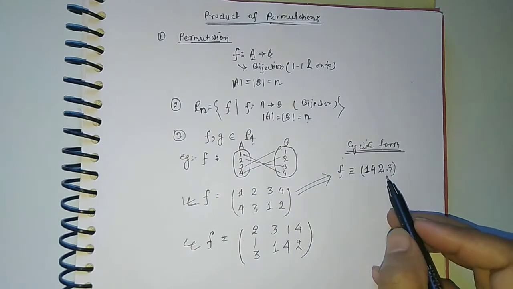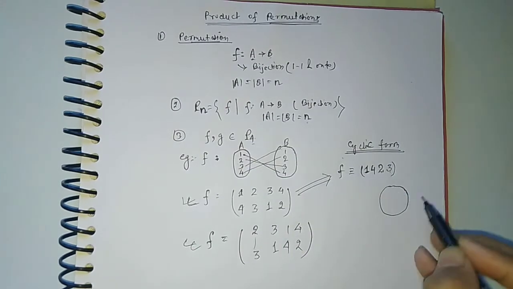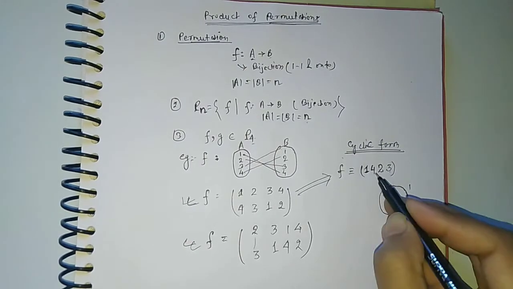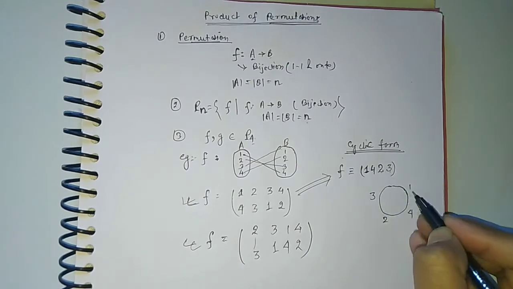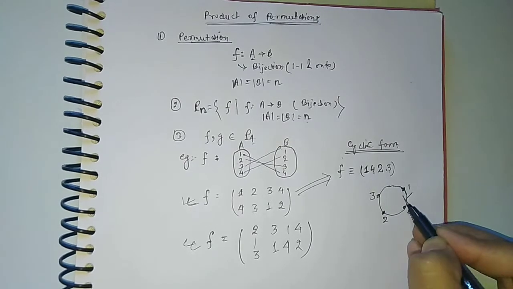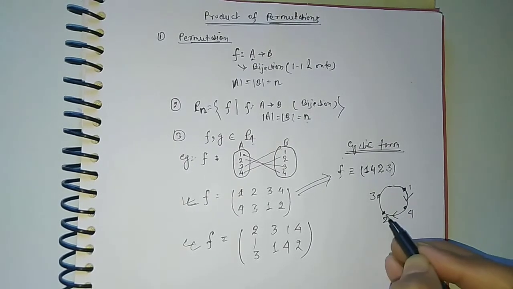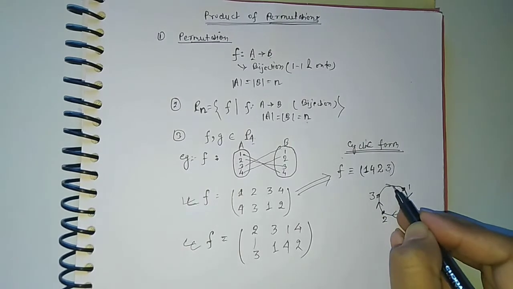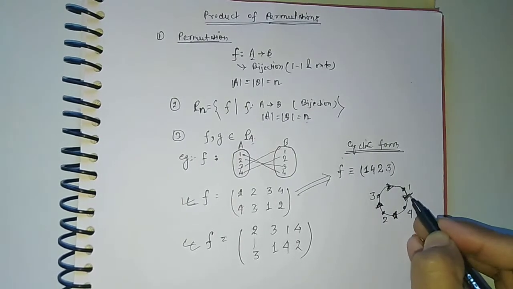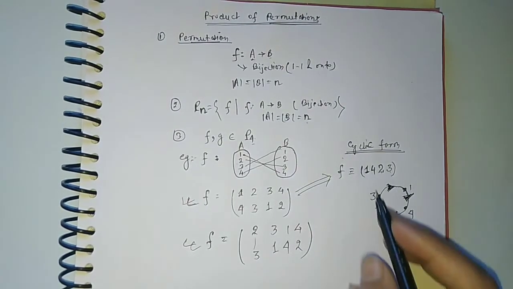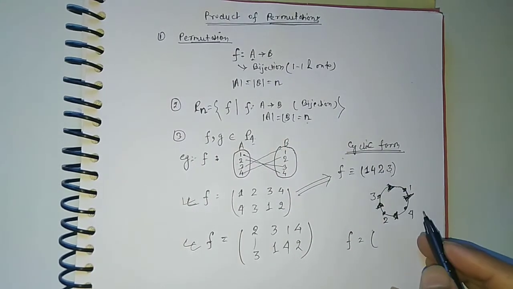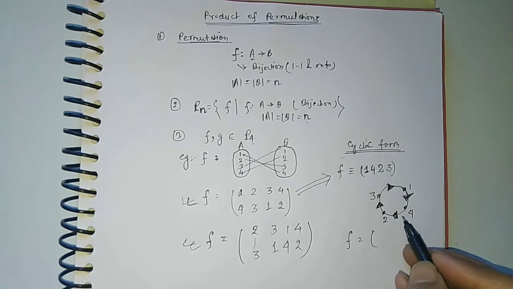This is called a cyclic form because we can represent this permutation in a cycle like this: 1, 4, 2 and 3. And the direction is like this: 1 to 4, 4 to 2, 2 to 3 and 3 to 1. So the direction is like this. We can also represent this cycle by restarting from anywhere, keeping the direction the same.